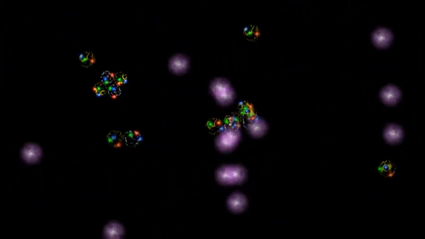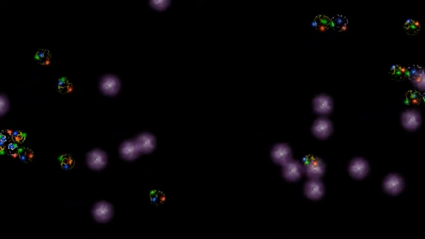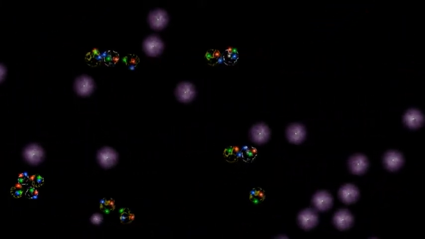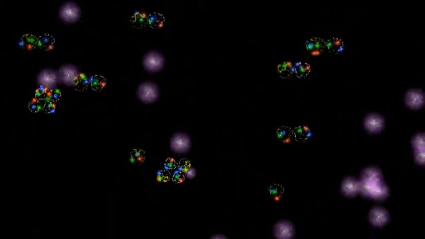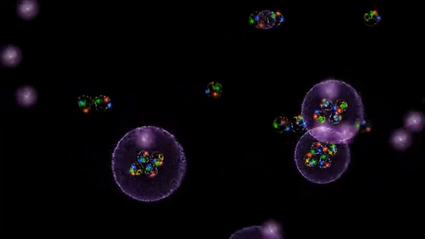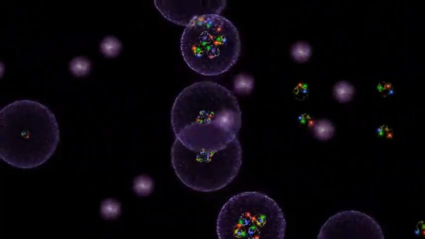Atoms are formed when the positively charged protons in the nucleus capture the negative electrons. Neutral atoms capture one negative electron for each positive proton in the nucleus.